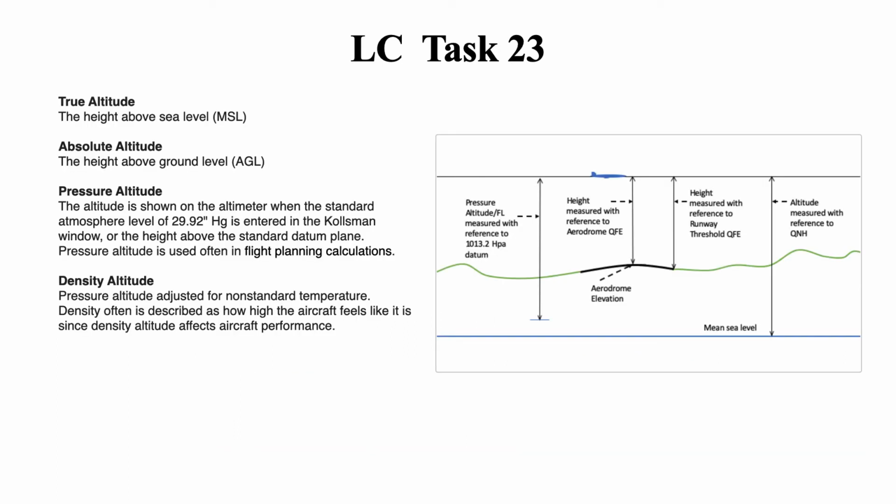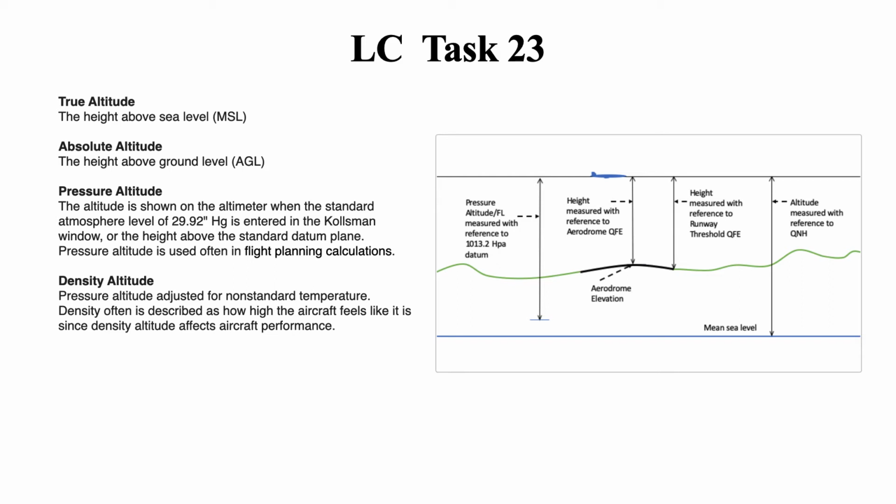Now, true altitude is the height above mean sea level. So if they're using the altimeter of your local area, they'll know how high they are above the ground, but not necessarily how high they are above mean sea level, unless they use the 29.92 altimeter. The absolute altitude is the height above the ground, which is AGL. Pressure altitude is the altitude shown on the altimeter when the standard atmospheric level of 29.92 is entered into their window, or the height above the standard datum point, which the datum point is what we give them.